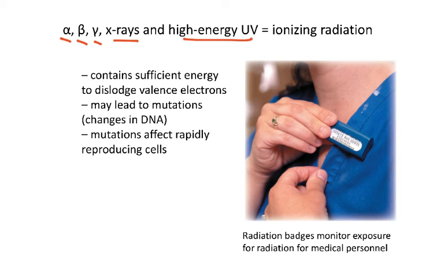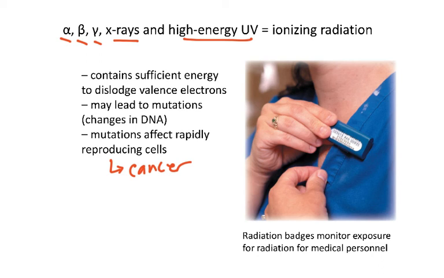Now, creating ions within cellular organs may lead to mutations. So this can lead to changes in the DNA of organisms. And these mutations may affect the reproduction of cells and may actually lead to rapidly reproducing cells, right? Rapidly reproducing cells is also known as cancer. So often radiation badges would be worn by medical personnel to monitor exposure for radiation.